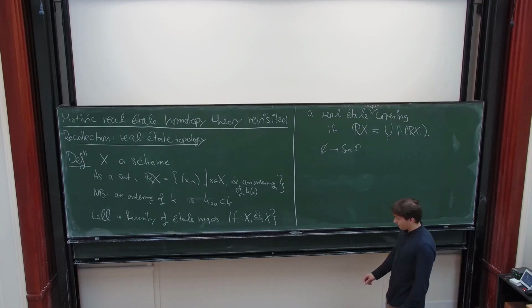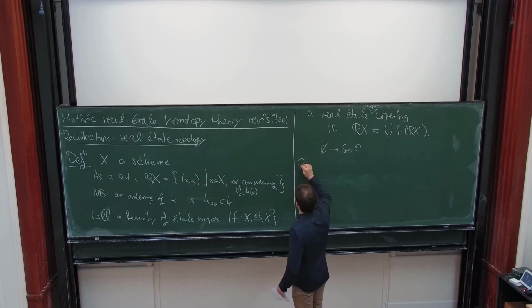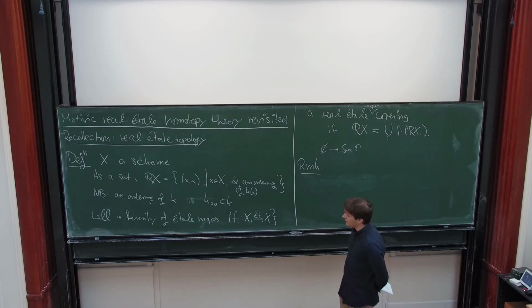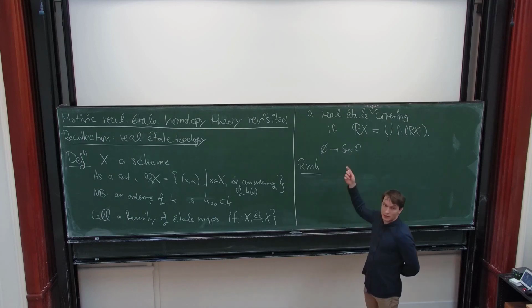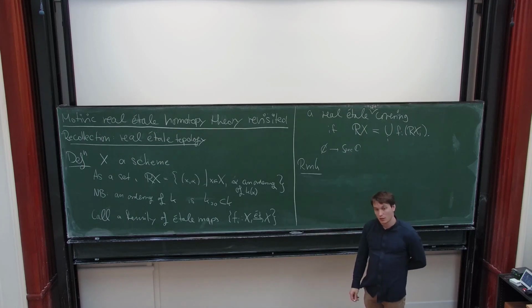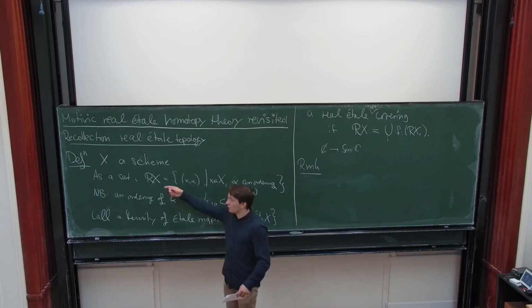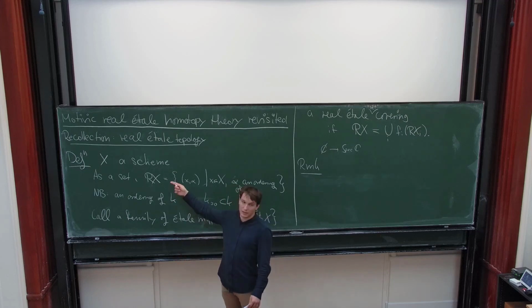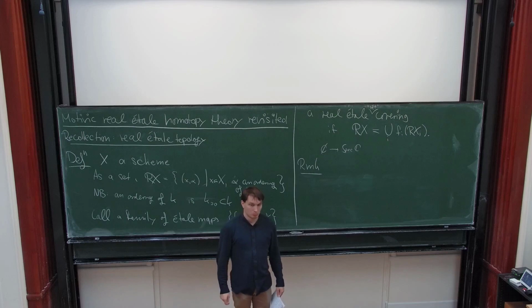But I want to point out something. If the field is not orderable, then the spectrum of that field is empty, so you just throw them away somehow. But you could have a scheme over R, and it has some complex points and some real points. And so this guy in here only knows about the real points. So you make a bunch of étale coverings which hit all the real points. They might miss some of the complex points, but it's still allowed as a covering. That's somehow how it works.